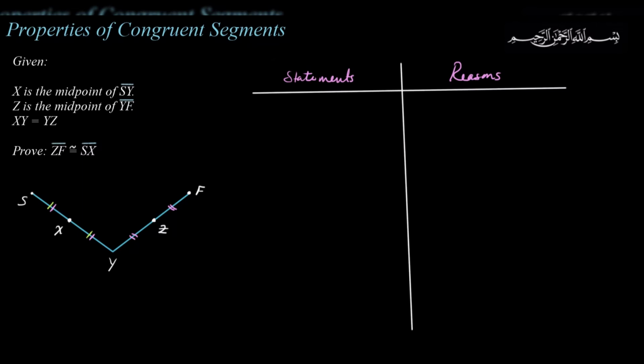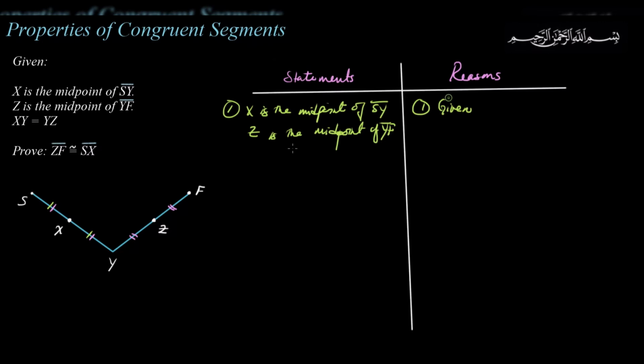All right, that's easy enough. And when in doubt, you just start with the given. So I'm going to write the given. X is the midpoint of SY, like this, and then you can write the other one too in the same line. Z is the midpoint of YF. Okay, so that's given information. We got that. And from there, well, we can work with this, can't we? So I'm not going to use the second piece of information yet, but I'm aware that we have more information given to us.